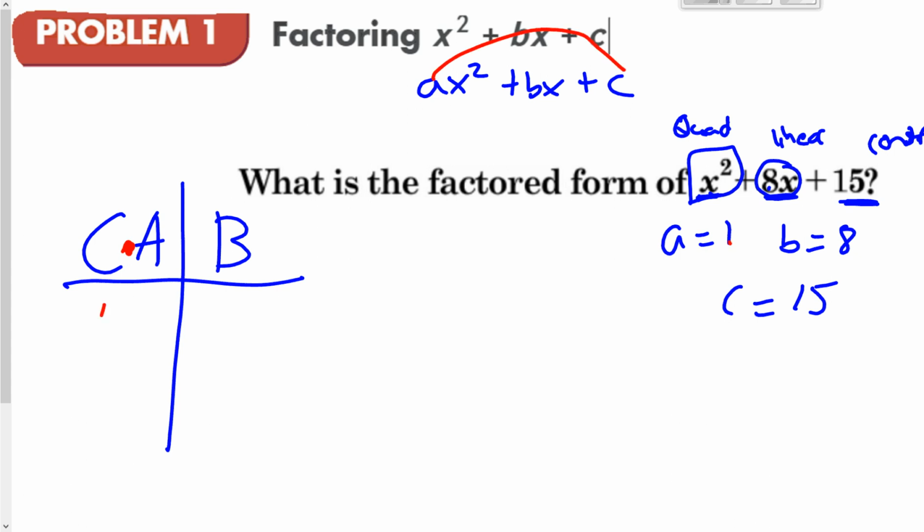So 1 times 15, that is 15. And then I'm going to write my b down on this side, 8. So you have your CA, you have your b now.